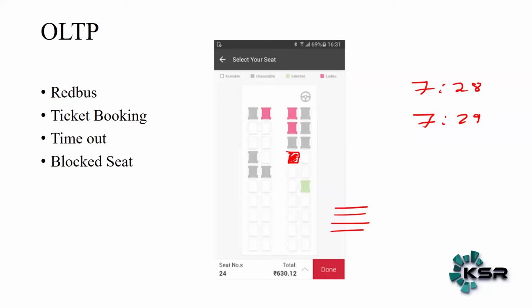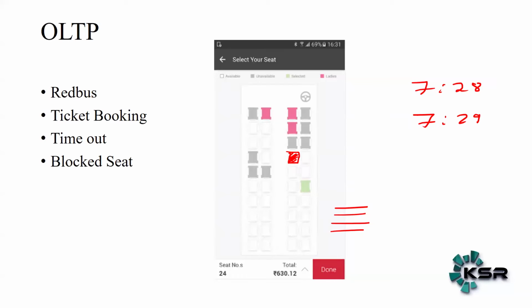Are you sure? I've already started booking the ticket. So for the next minute, you come to this app, you try to book the same ticket, will it be available for you? No, it will show as blocked. Yeah, that seat will show as blocked.